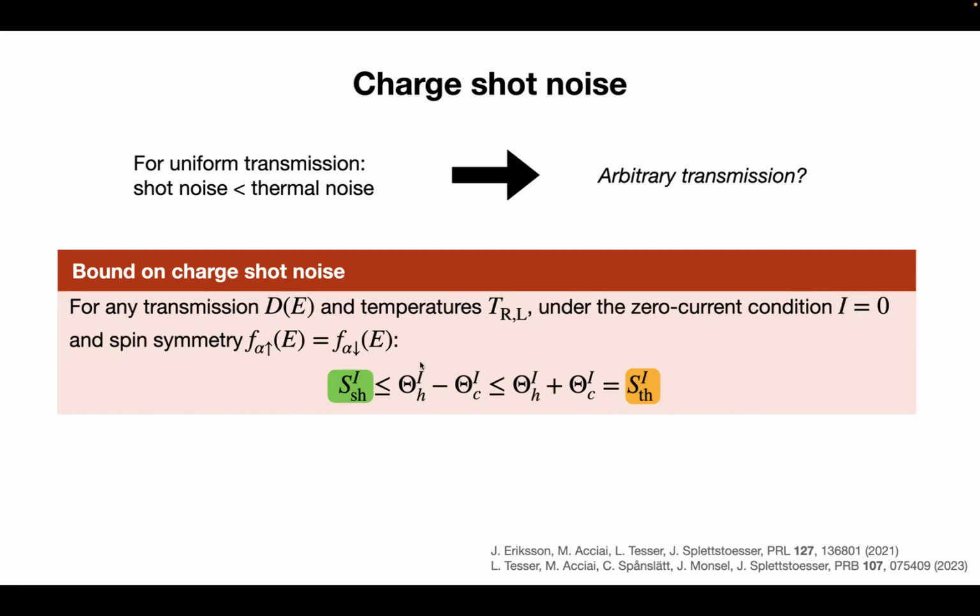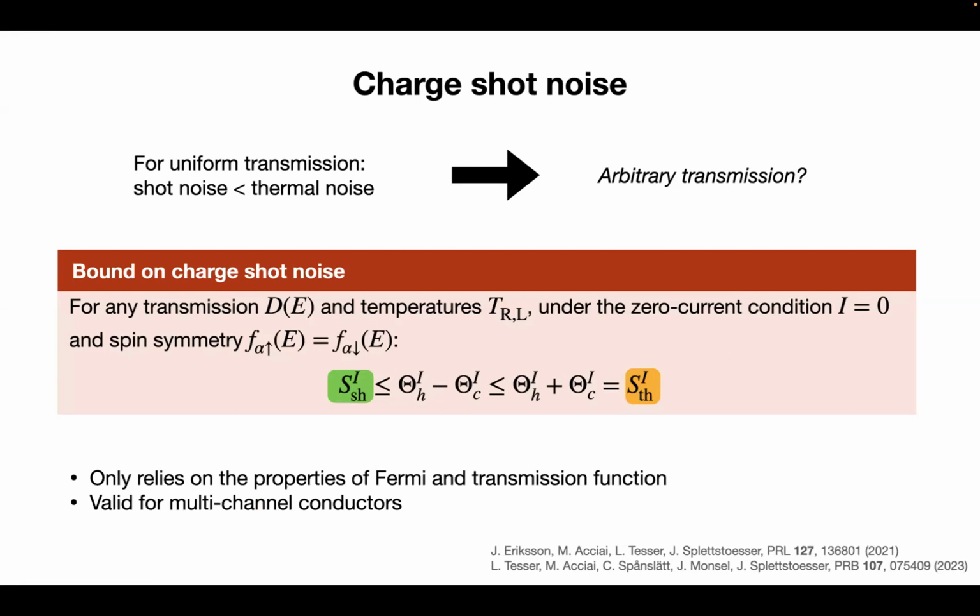And actually, there is also a tighter bound, where here this theta H and theta C are the thermal component of the hot and the cold reservoir separately. So this only relies on the properties of Fermi functions, and the transmission function being between 0 and 1, and can also be extended to the case when you have many conducting channels in your system.